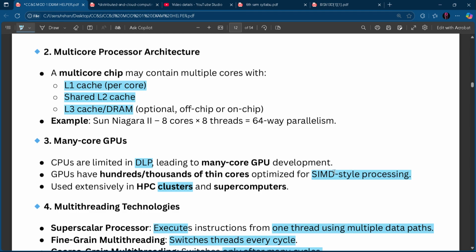What is SIMD? It is Single Instruction Multiple Data. It is used extensively in HPC clusters and supercomputers. Do you know what HPC clusters are? Several MPPs are converted to clusters. Clusters are tightly coupled.